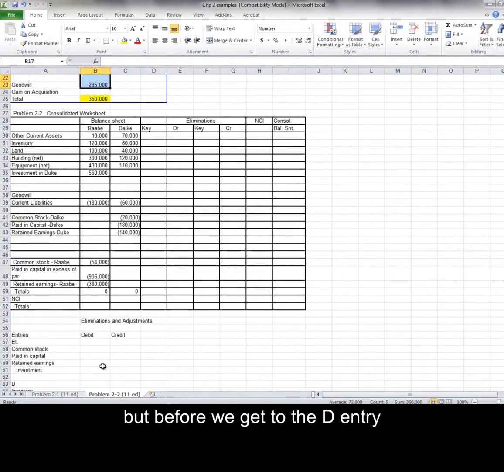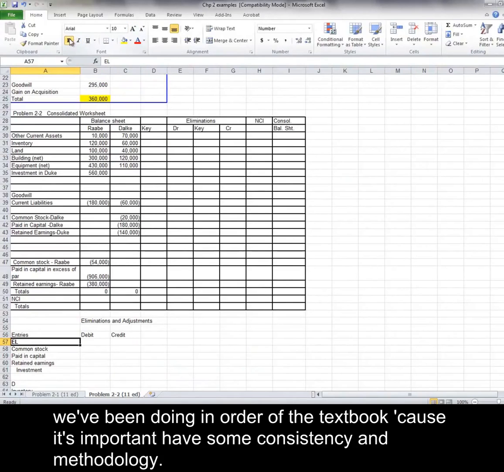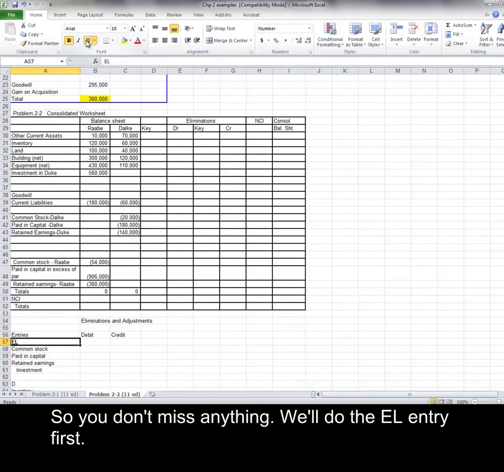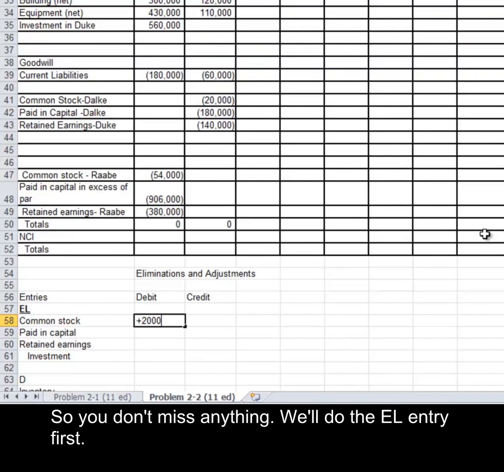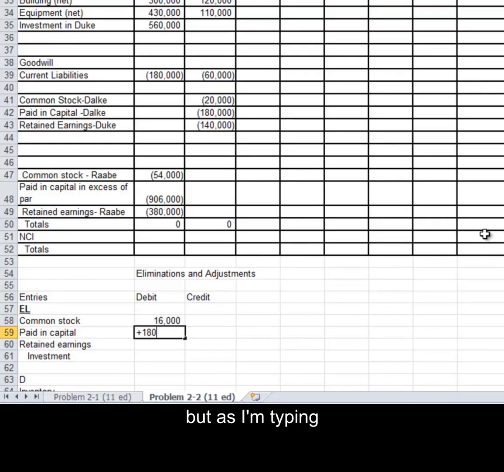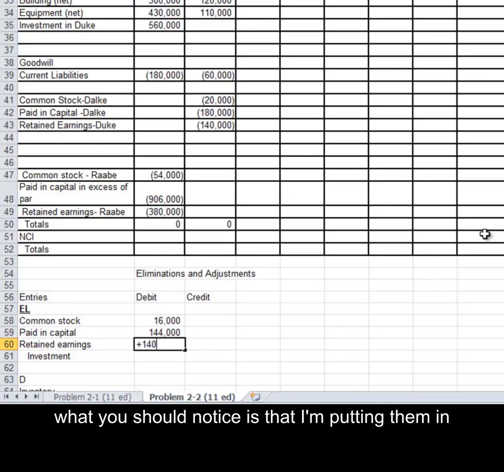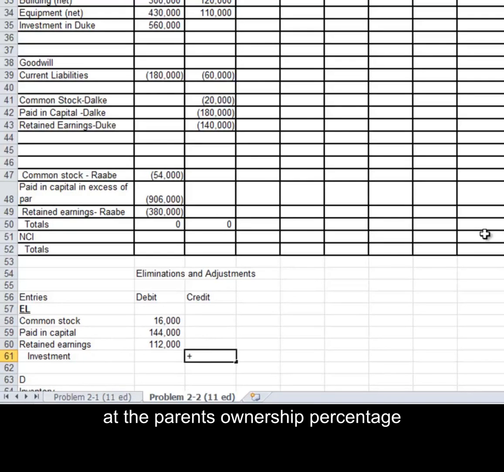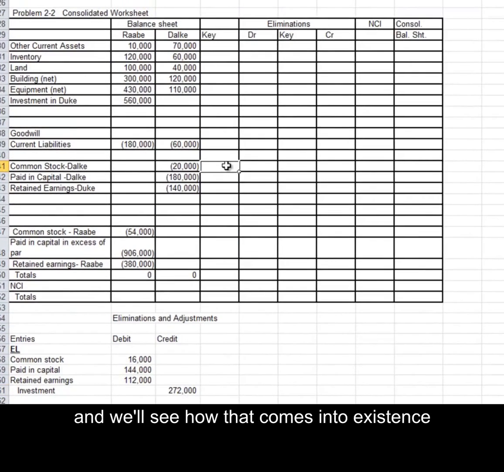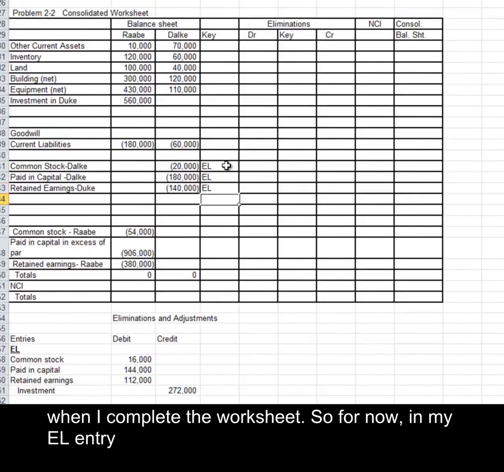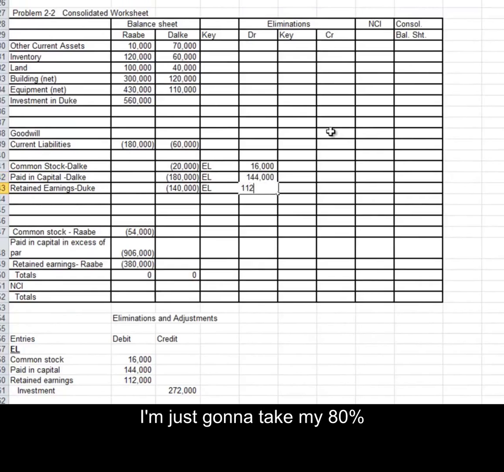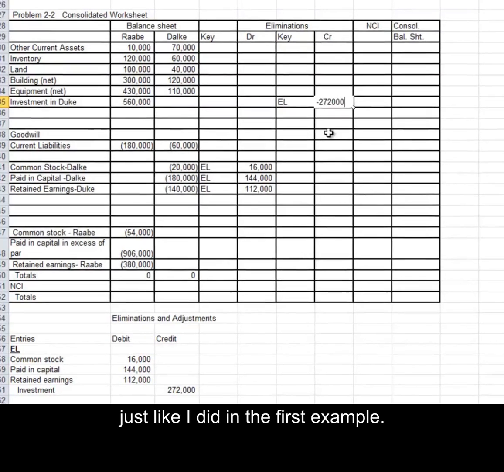But before we get to the D entry, we've been doing in order of the textbook because it's important to have some consistency and methodology so you don't miss anything. We'll do the E L entry first. Same accounts that we had last time, but as I'm typing, what you should notice is that I'm putting them in at the parent's ownership percentage because I can only eliminate the portion that as a consolidated group I own. The other 20% belongs to the NCI, and we'll see how that comes into existence when I complete the worksheet. So for now, in my E L entry, I'm just going to take my 80% and eliminate that against the investment, just like I did in the first example.